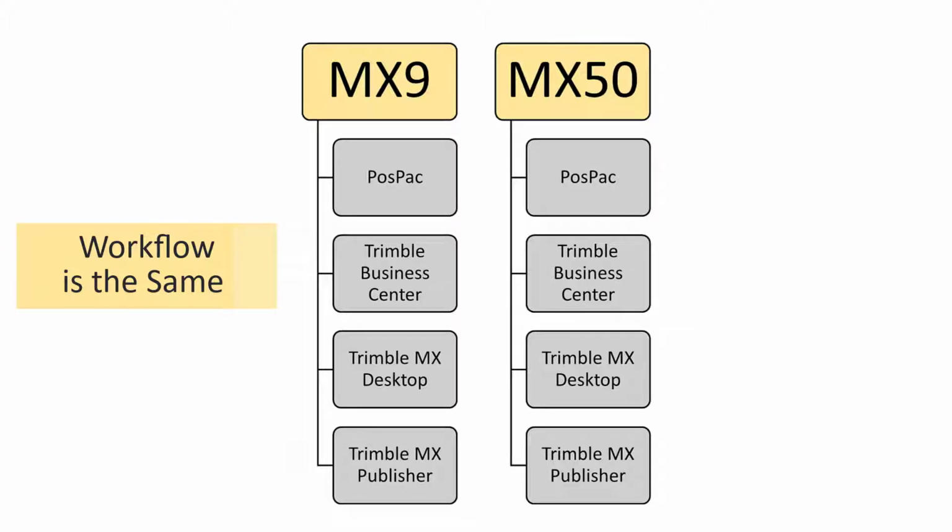For the MX9 and the MX50, you're going to want to take your trajectory information into POSPac, and then from POSPac we'd want to go into TBC where we do our point cloud registration. We would then start off by doing some of the feature extraction in TBC, or we could take that out to the Trimble MX software for feature extraction and then on into Trimble MX Publisher or out to a third-party application.